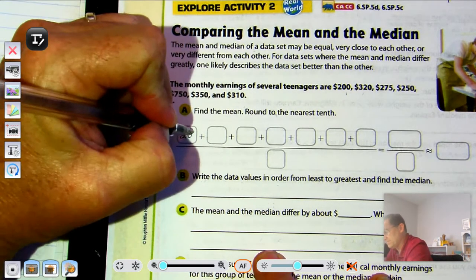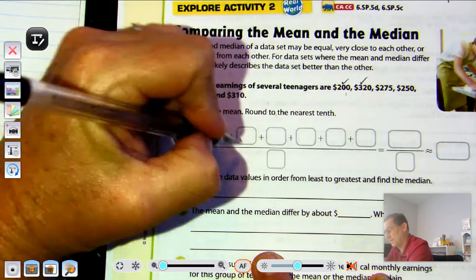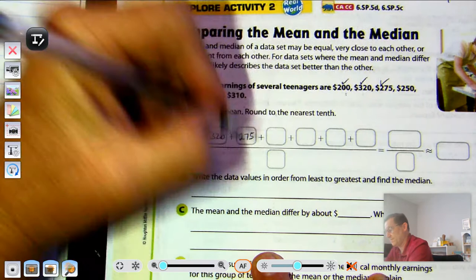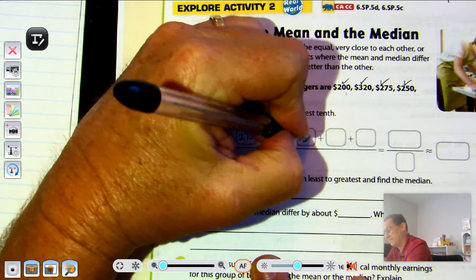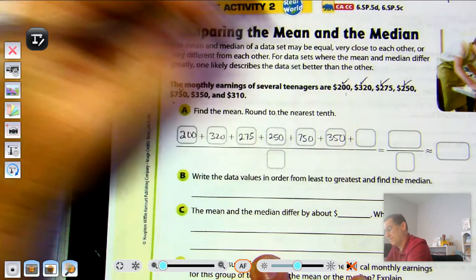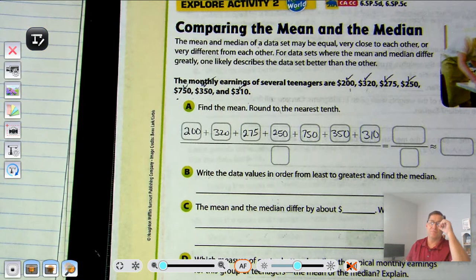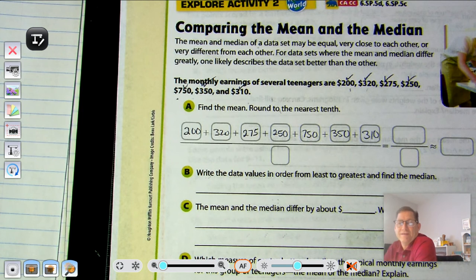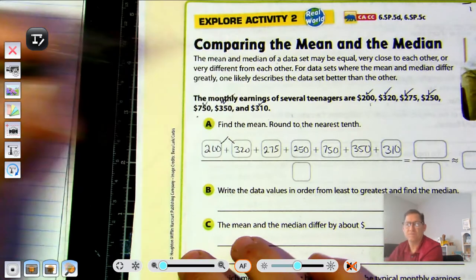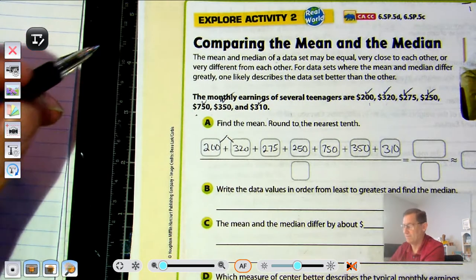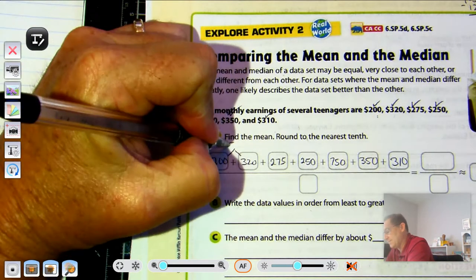So we're going to write the values: 200, 320, 275, 250, 750, 350, and 310. Okay. And it says find the mean and round to the nearest tenth. So we have to add all those values up. Now, sometimes I think it's easier to combine 2 numbers and make them smaller so we have less numbers to be adding. So 200 plus 320, that's 520.